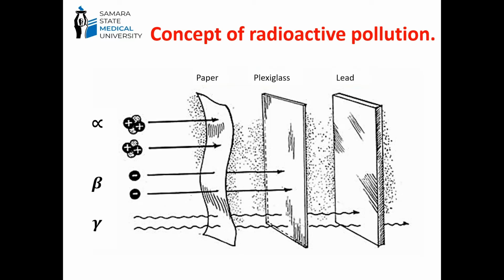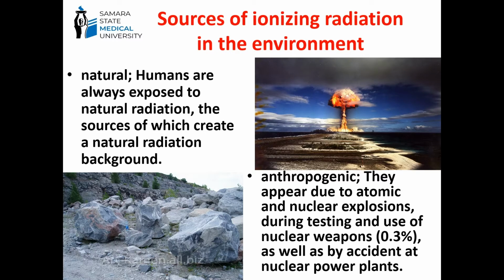There are two groups of sources of ionizing radiation in the environment: natural and anthropogenic. Humans are always exposed to natural radiation, the sources of which create a natural radiation background. More than 60 radionuclides are distributed in the Earth's crust. For example, uranium, radium, potassium, thorium. The concentration of radioactive nuclides varies, so natural radiation is different in different regions and territories. For example, in some regions, the natural radiation is 7 to 12 microroentgen per hour.